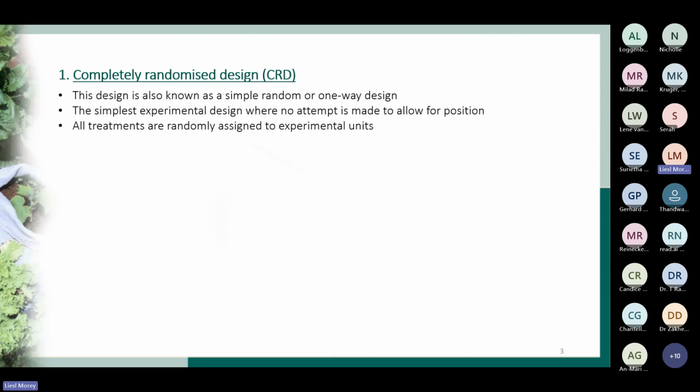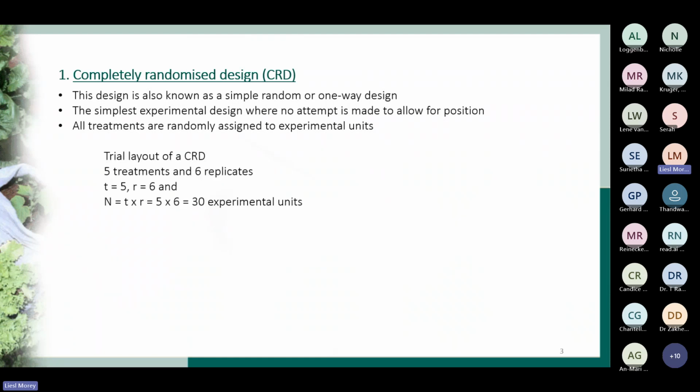There are a few basic experimental designs that I'm going to discuss today. The first one is the completely randomized design. It's also known as a simple random or a one-way design. In this experimental design, you make no attempt to allow for position. The treatments are randomly assigned to your experimental units, which can be plots in a field, pots, seedling trays, whatever you decide on for your experimental unit.